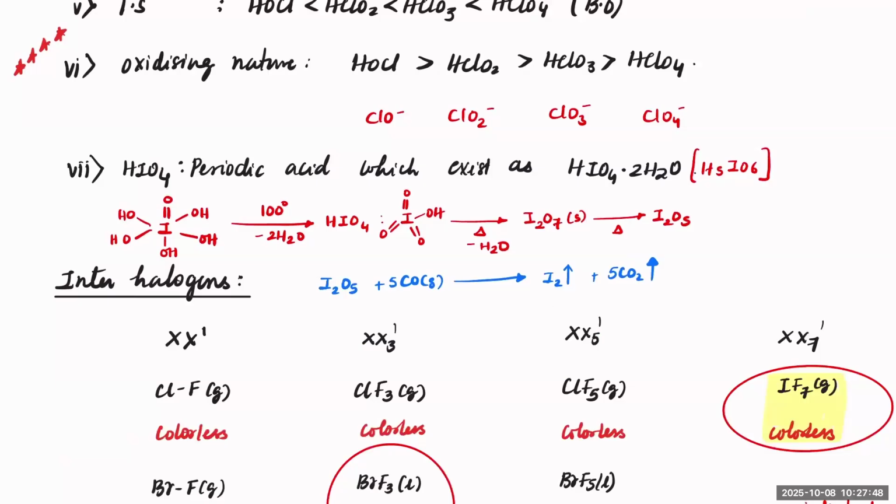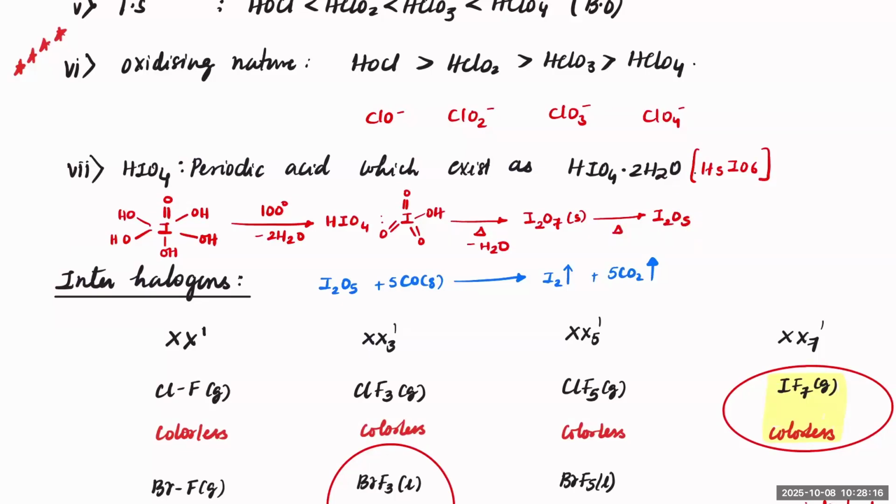And HIO4, which is known as periodic acid, exists as HIO4·2H2O or H5IO6. This is a structure. Now, this structure at around 100 degrees will lose the water molecules and convert into HIO4. And HIO4 on further heating will convert into I2O7, and which on further heating becomes I2O5 plus O2.